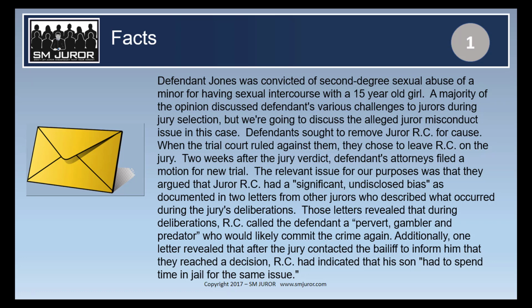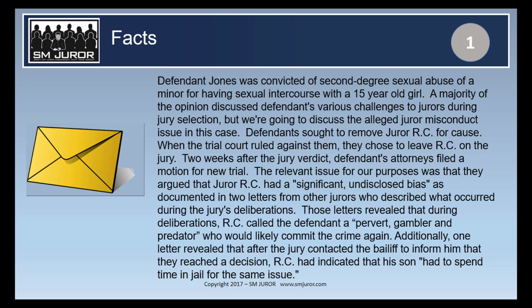There were two defendants in this case, and they sought to remove juror RC for cause. When the trial court ruled against them, they chose to leave RC on the jury. 2 weeks after the jury verdict, defendant's attorneys filed a motion for new trial. The relevant issue for our purposes was that they argued that RC had a quote-unquote significant undisclosed bias, as documented in 2 letters from other jurors who described what occurred during jury deliberations.